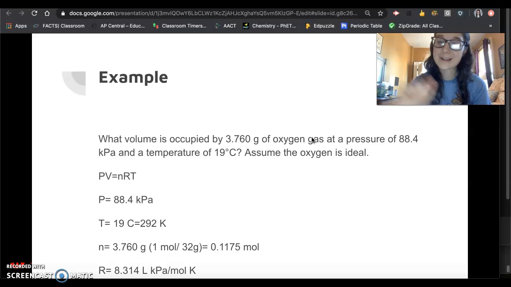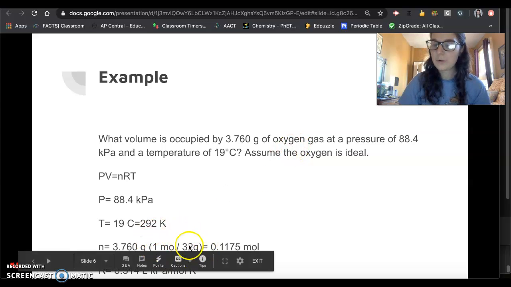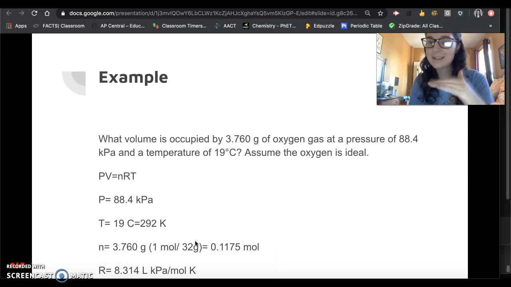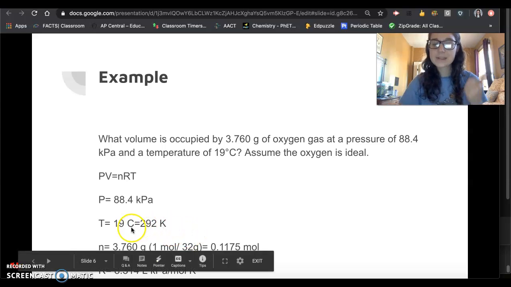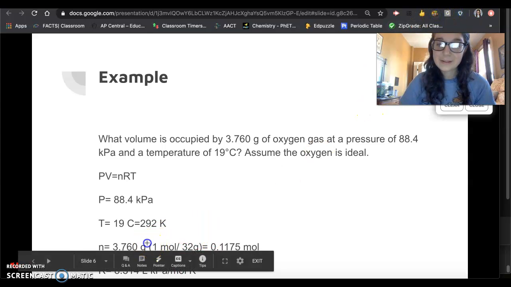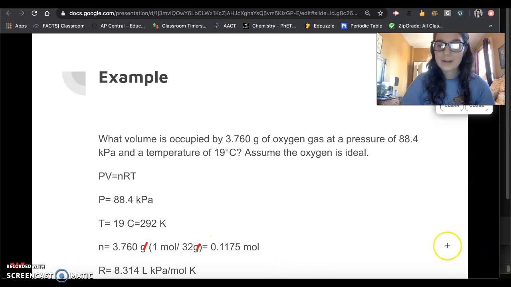So the molar mass of oxygen gas is equal to 32 grams per mole, which I have laid out right here. I have 1 mole over 32 grams. That's saying there's 1 mole in 32 grams, same thing as saying there's 32 grams in 1 mole. It's just different ways of saying things. So since I'm given grams, I want to multiply by moles and divide by grams so that unit cancels out, and I am ultimately finding the moles of oxygen gas. Okay, so I find that that is equal to 0.1175 moles of O2 gas.